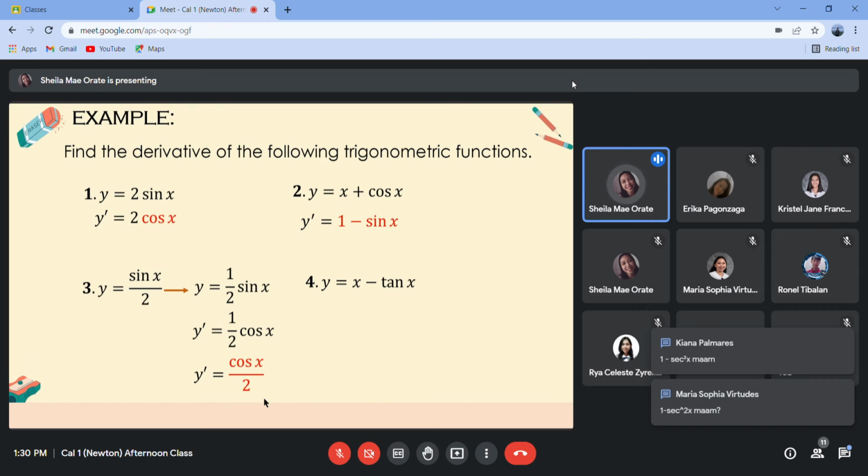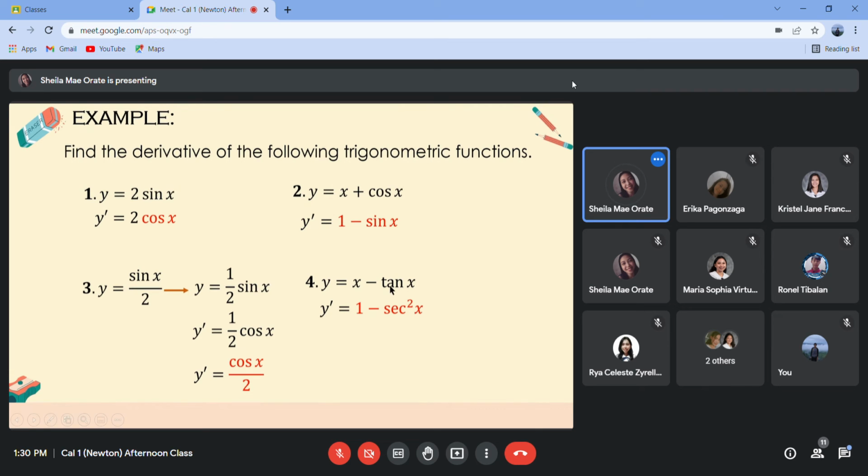Okay, here is the answer. Okay, very good. We have here 1 minus secant squared x. Okay, very good.